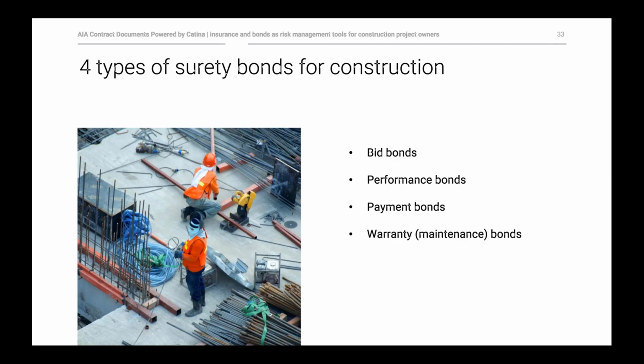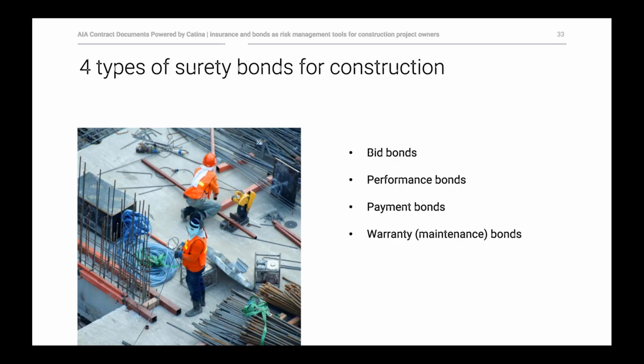The main 2 bonds are really performance and payment bonds. Performance bonds say that the surety will essentially stand behind and guarantee that the contractor will perform its obligations under the contract. And if it doesn't, the surety will step in and either get that contractor to perform, find another contractor to perform, or pay the amount of the bond so that the owner can go out and get the job completed.